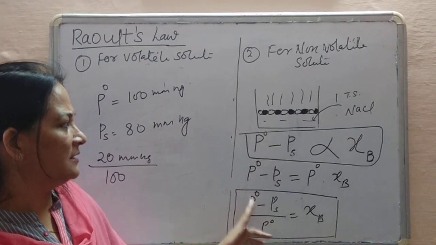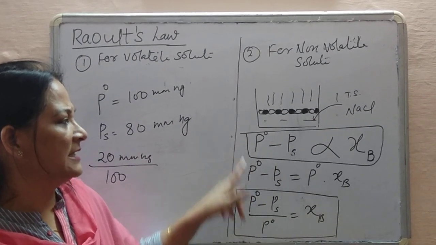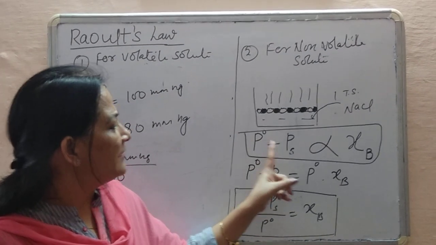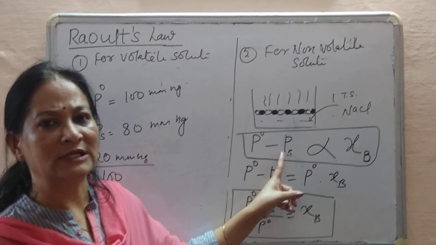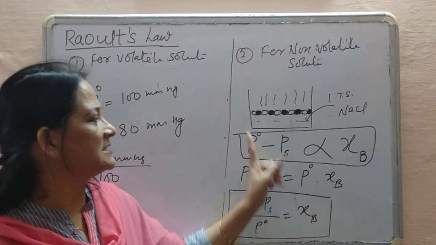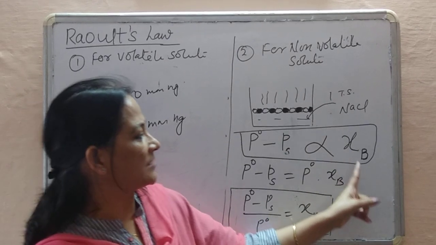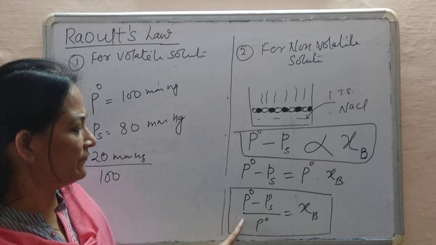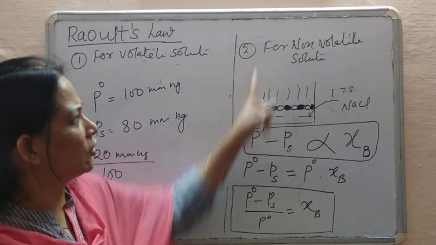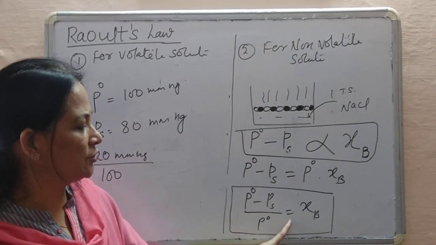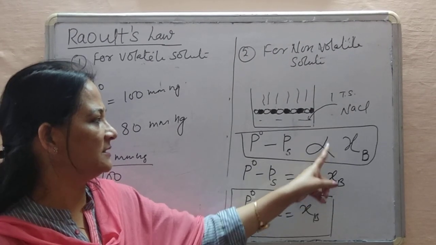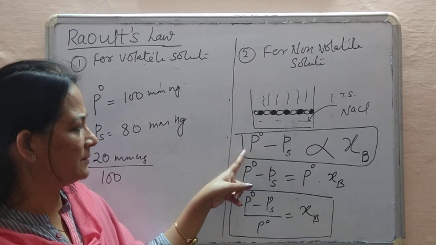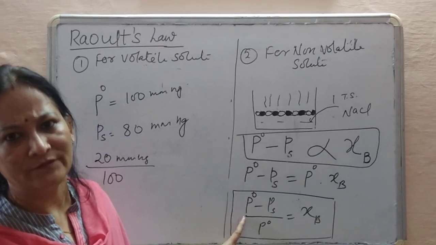So see, we can state this law in two ways. Now I am stating the first way. The lowering in vapor pressure for a solution containing non-volatile solute is directly proportional to mole fraction of solute added, or the relative lowering in vapor pressure of solution containing non-volatile solute is equal to mole fraction. So here it is proportional to mole fraction, there it is equal to mole fraction; it is lowering in vapor pressure, it is relative lowering in vapor pressure.